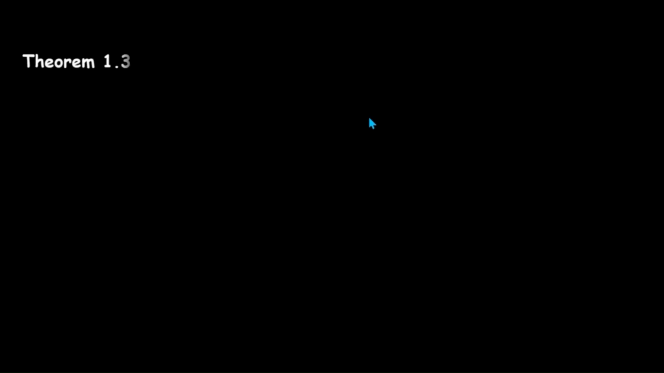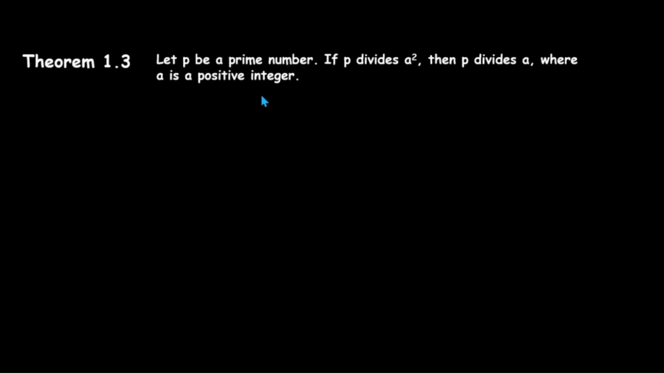Now it is time for us to get into proving irrationality of certain numbers. And this is the theorem that helps us in proving irrationality. So what is this theorem saying? Let P be a prime number, and if P can divide a square number, a square, P can also divide the root of a square, that is a, where a is a positive integer.